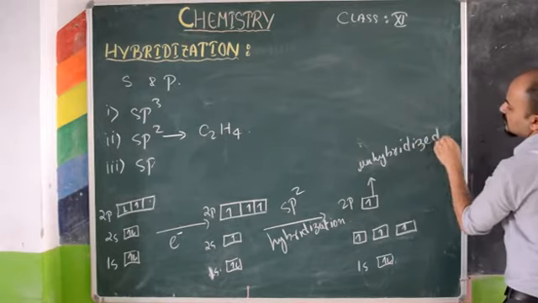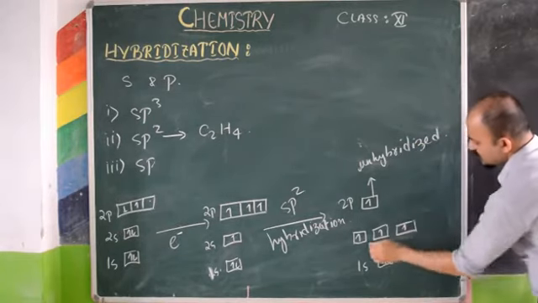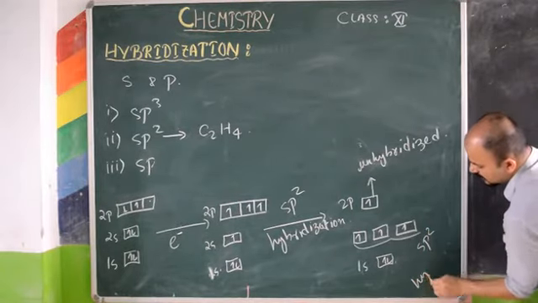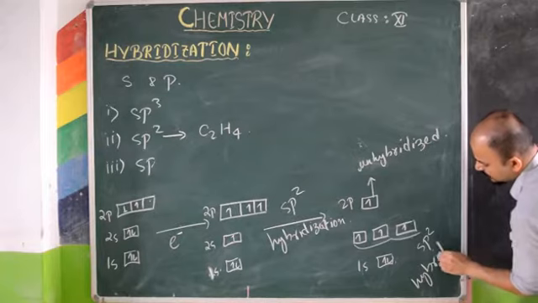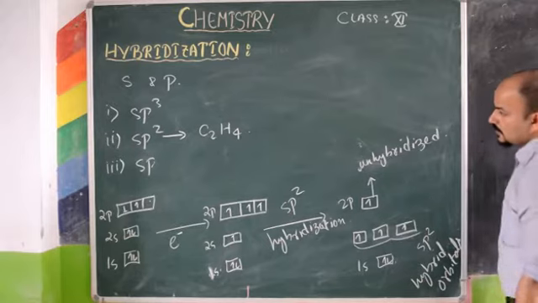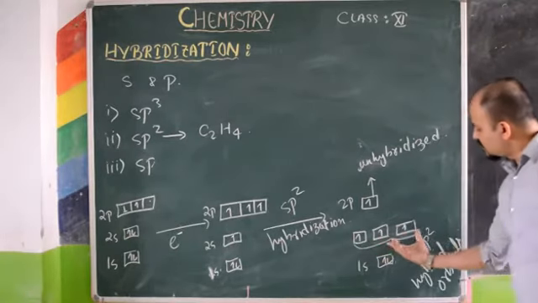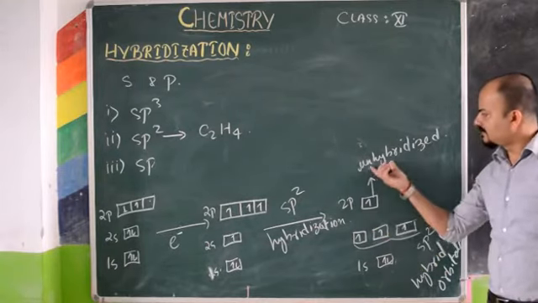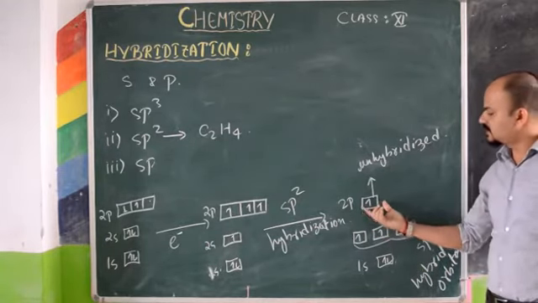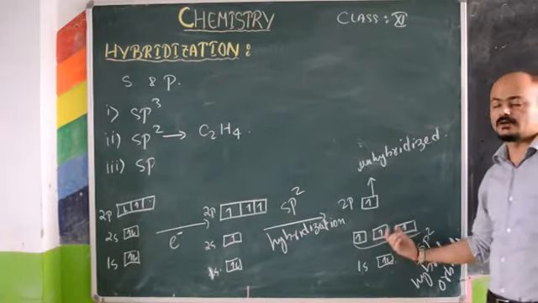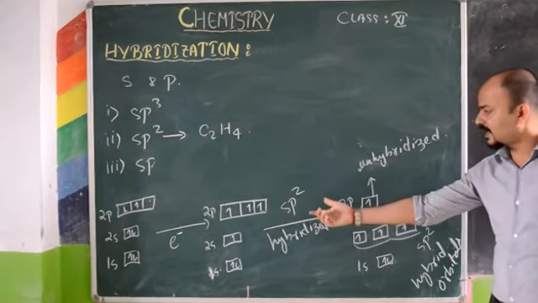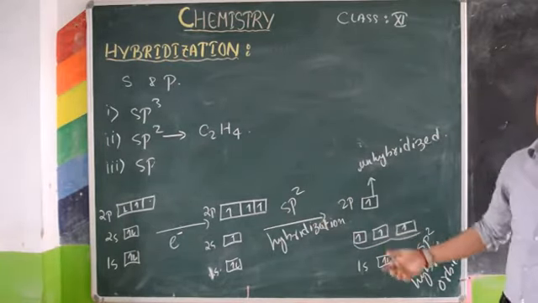Unhybridized orbital, and these 3 are what? They are sp2 hybrid orbitals. Now, you can see that these 3 have identical energy, and this is the unhybridized electron. Why? Because it has higher energy than these hybrid orbitals, therefore this is unhybridized. Now, these sp2 hybrid orbitals will be involved in what?